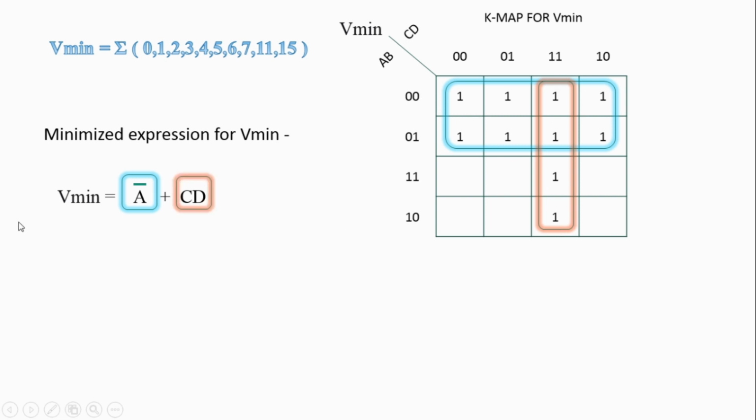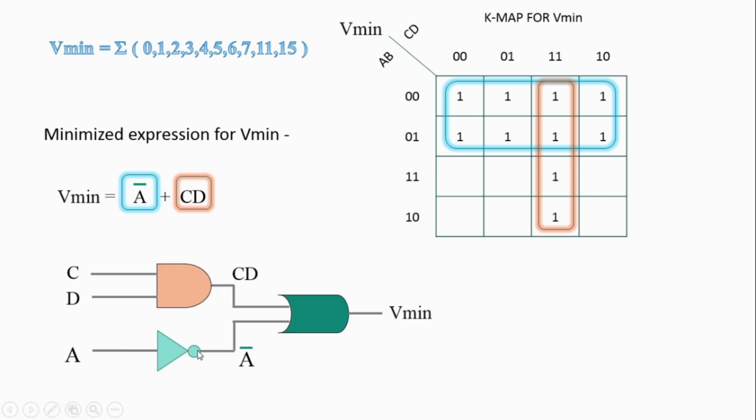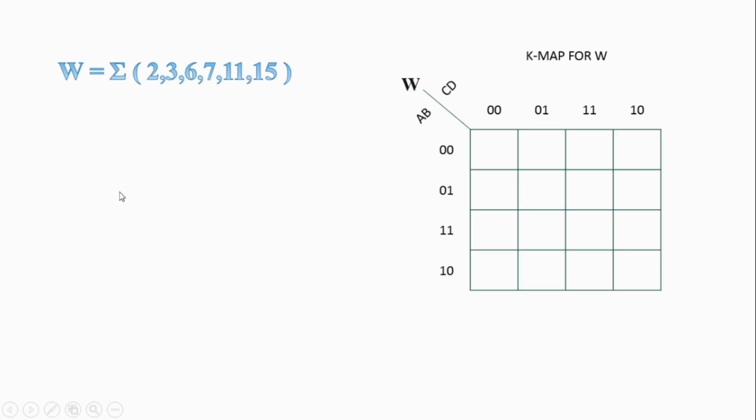So now design this using basic gates. A NOT gate creates A bar, CD is the simple AND operation of C and D, and the 2 input OR gate will create V min. Similarly for W, we will fill this K-map: 2, 3, 6, 7, 11, 15. So here the K-map is completed.